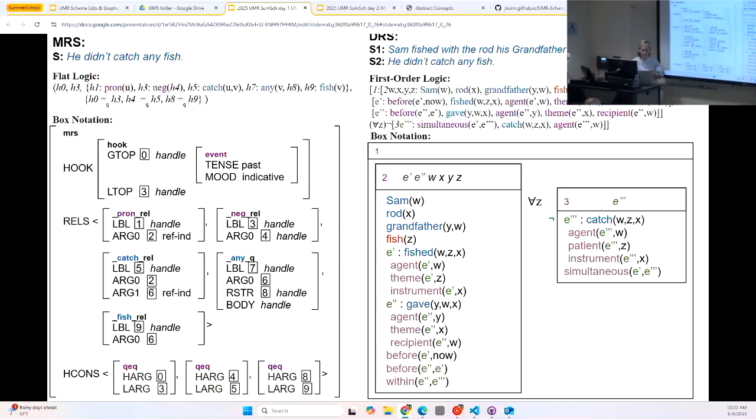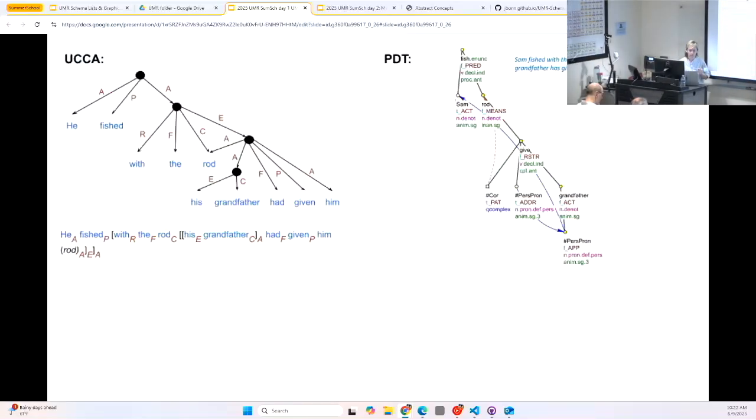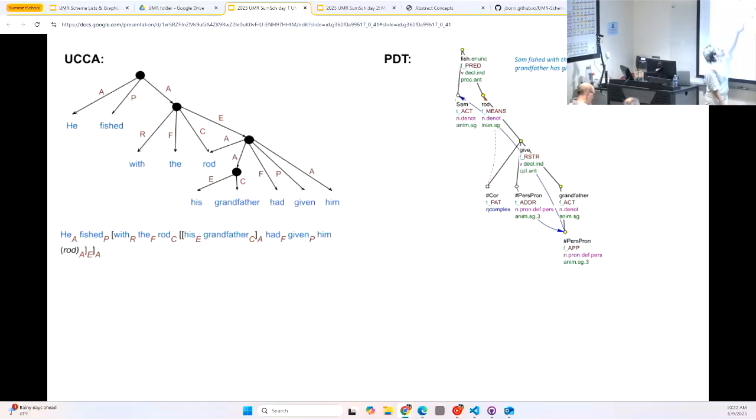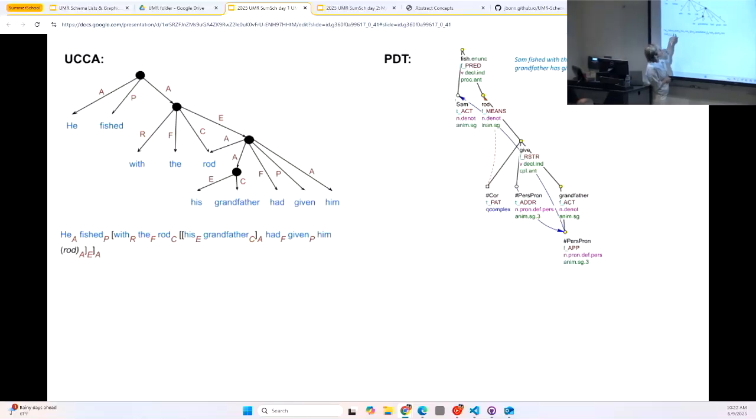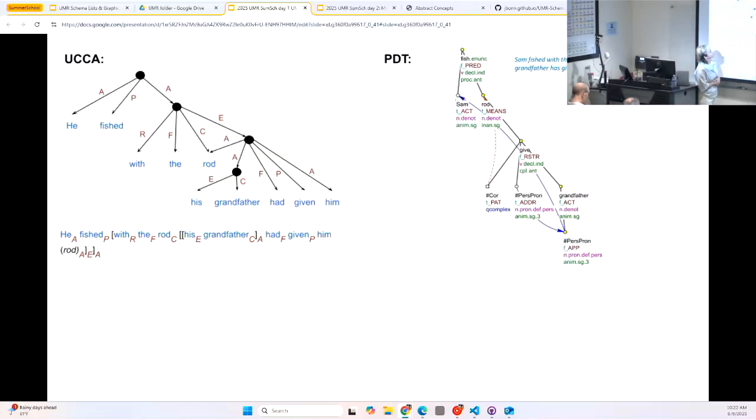Okay, so that's just two different options. Here's UCCA, Universal Conceptual Cognitive Annotation. So this one is pretty minimal. The relations are just these variables. There are very few of them. So it's not a really semantically expressive system. And also these words are not normalized at all. So they're just all directly taken from the sentence.